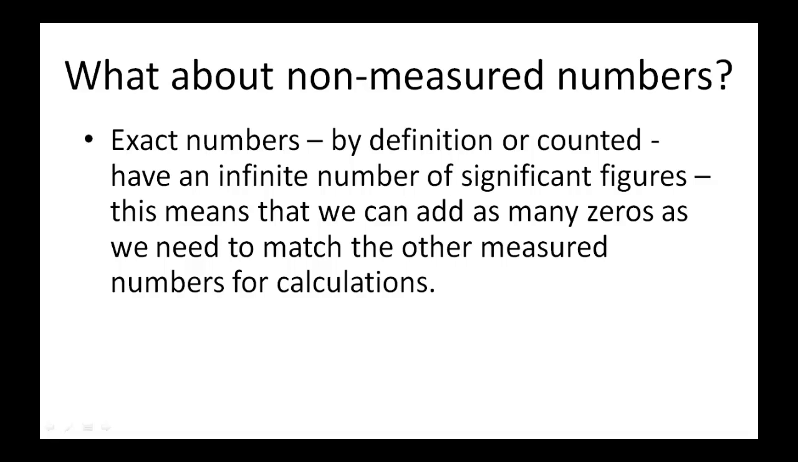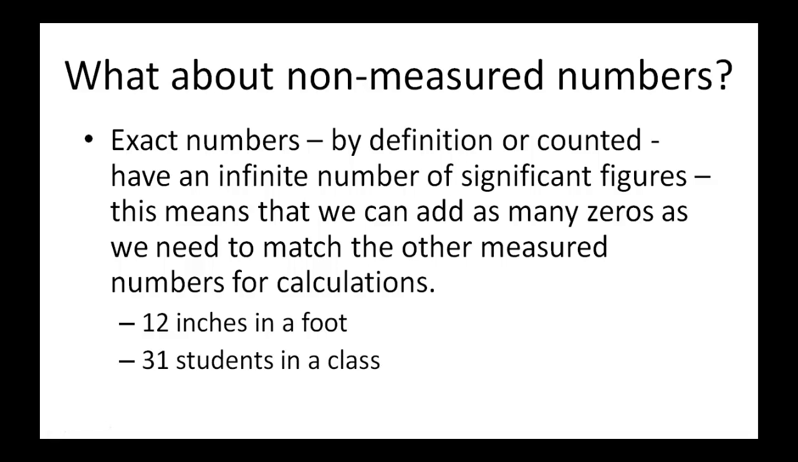Non-measured numbers have an infinite number of significant figures. This means that we can add as many zeros as we need to match the other measured numbers for calculations. By definition, 12 inches are in 1 foot, or perhaps you counted it, 31 students in a class.